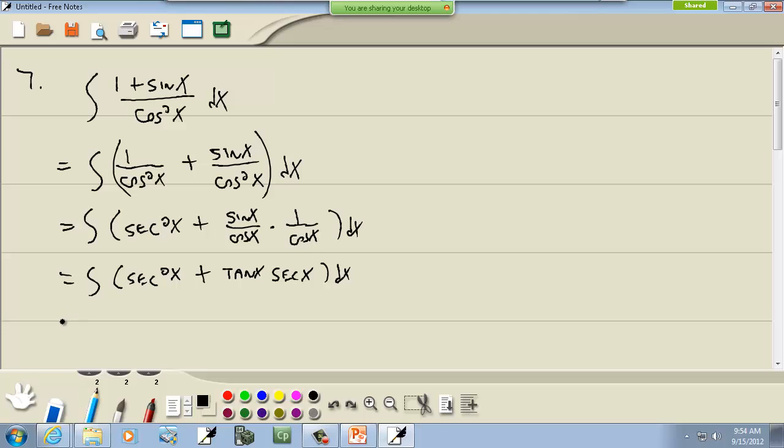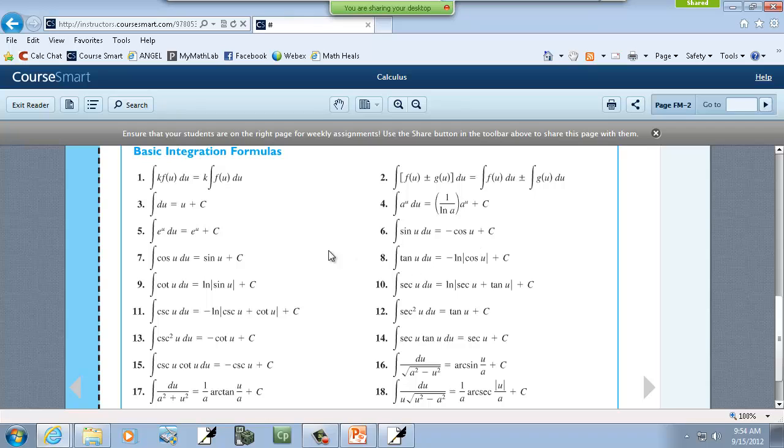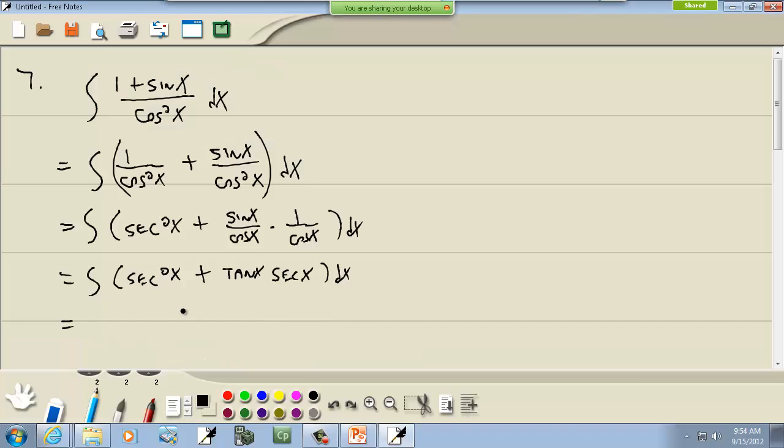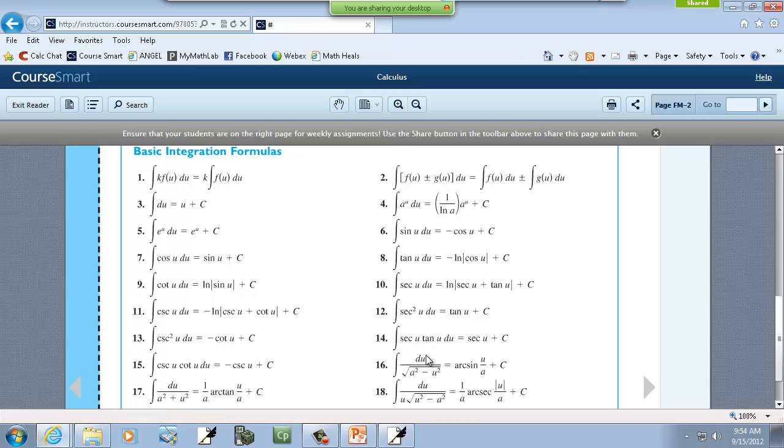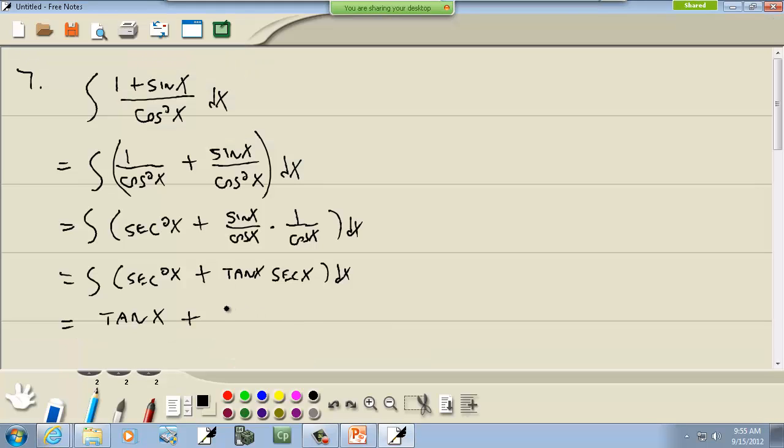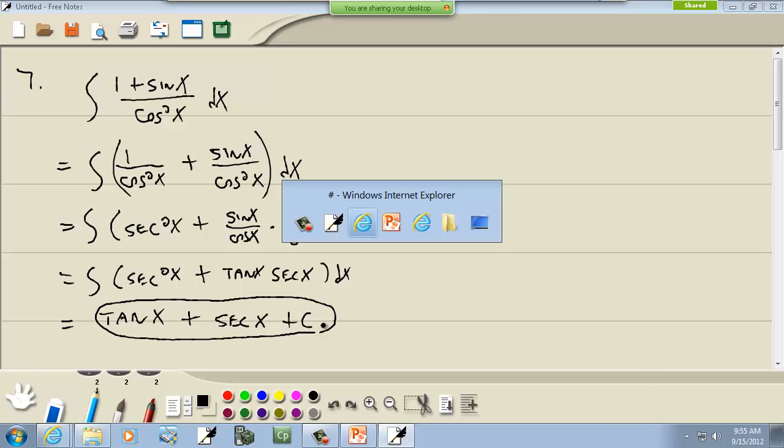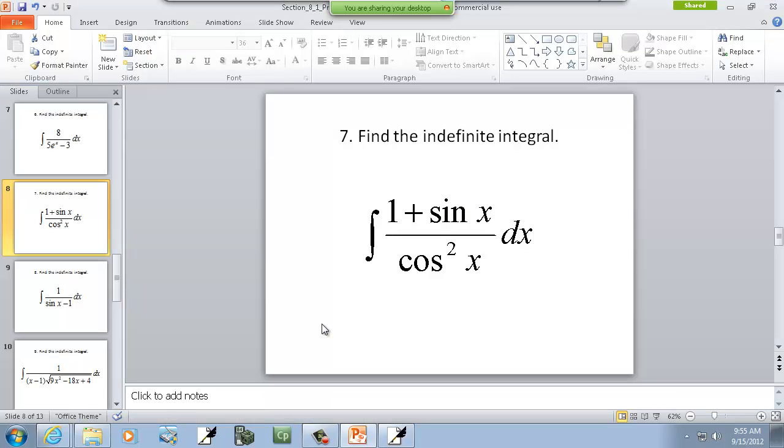So now these we can do directly. There's no u-substitution. Secant squared, remember, was tangent from here, property 12. So that's tangent x. And for tangent x, secant x, the integral of it is secant from 14. And then you put your plus c on at the end. And that'd be your answer. So again, sometimes you may have to use some trig identities to simplify it.